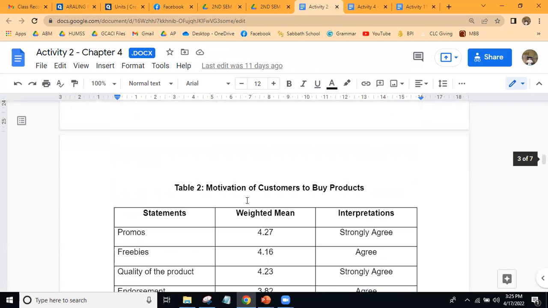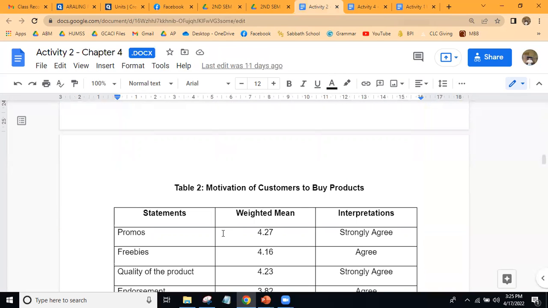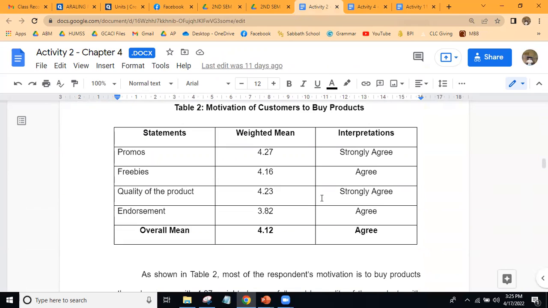And then yung next table, that will be the SOP number 2. So ano yung SOP number 2? Factors that motivate customer to buy products. So let's see. Motivation of customer to buy products. As you can see, sa promos, ito yung mga sagot nila. Promos daw, weighted mean. So paano na-compute yung weighted mean? Madali ngayon mag-compute ng weighted mean because we are using Excel. Excel ko lang yata ito, if I'm not mistaken.